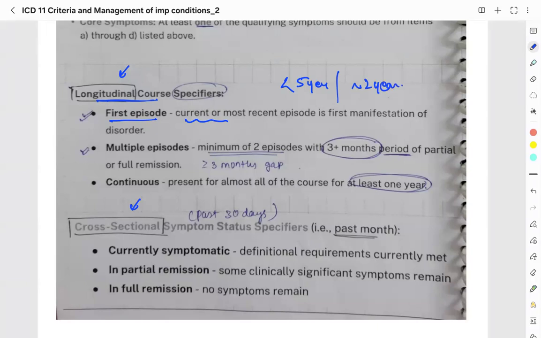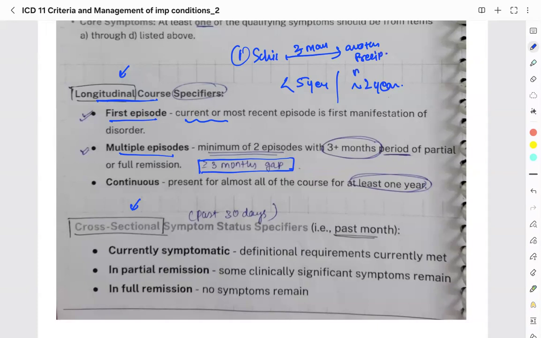And then we have multiple episodes. To call it multiple episodes of schizophrenia, there should be at least a 3-month gap between two episodes. After a person has had schizophrenia, they should be in remission for 3 months, and then another episode precipitates.